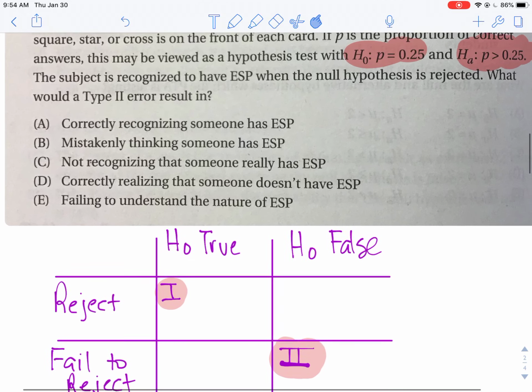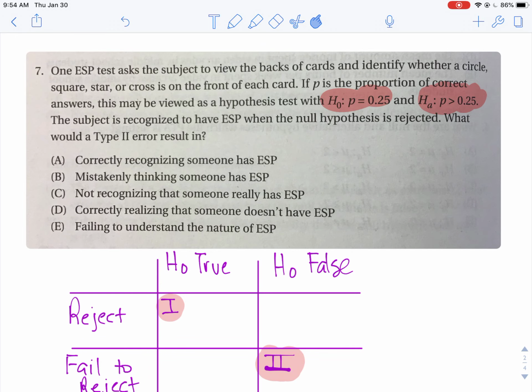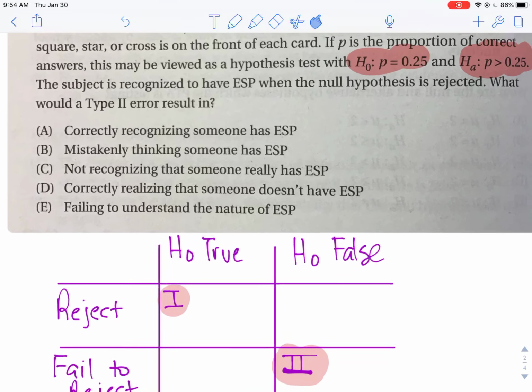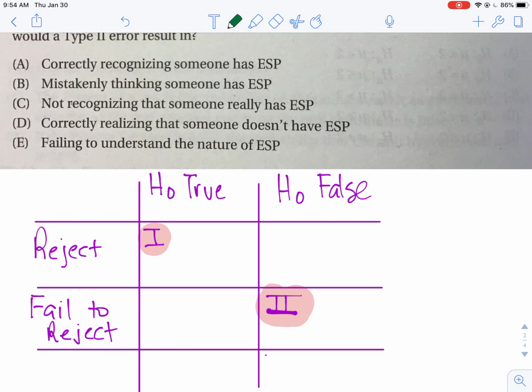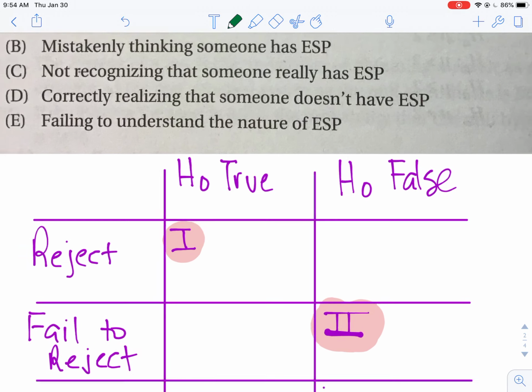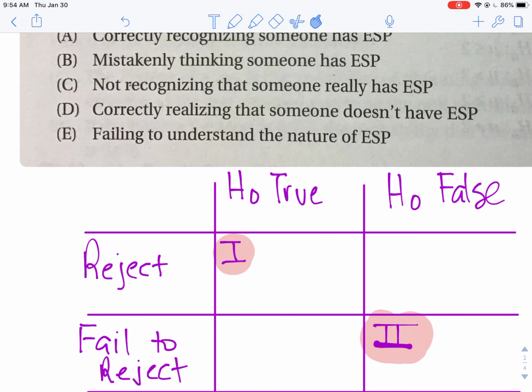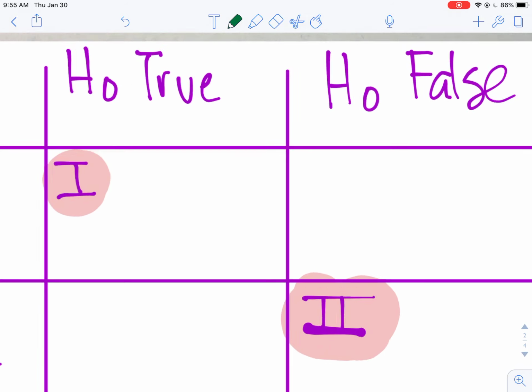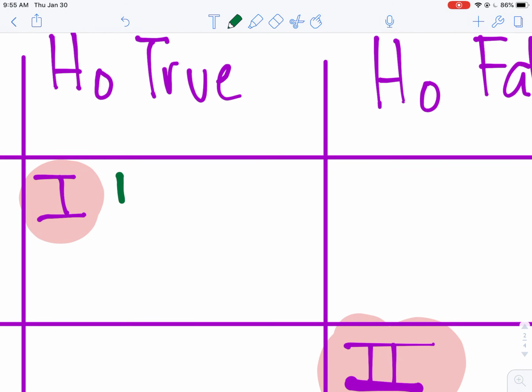So here's what I want to deal with first. It's telling me that the subject is recognized to have ESP when the null hypothesis is rejected. So I'm going to fill in this little chart I have down here. You'll notice I have the null being true and the null being false. And then I have a separate column or row here for rejecting. You notice I have a type 1 error. That's when you reject the null when the null is true. That's why it ends up right over here. And then I have failing to reject the null when you should, which is your type 2, which I have down here.